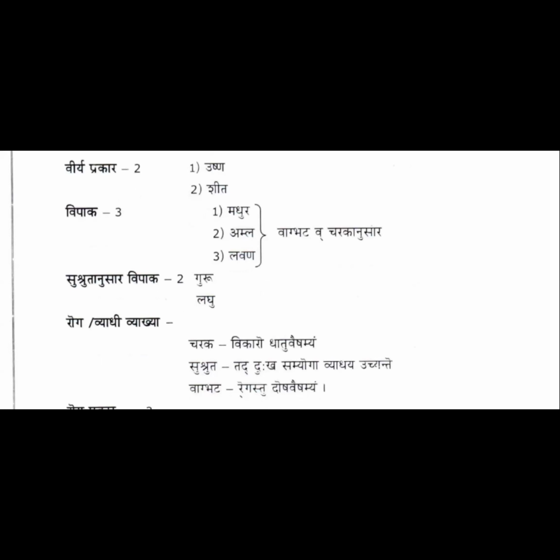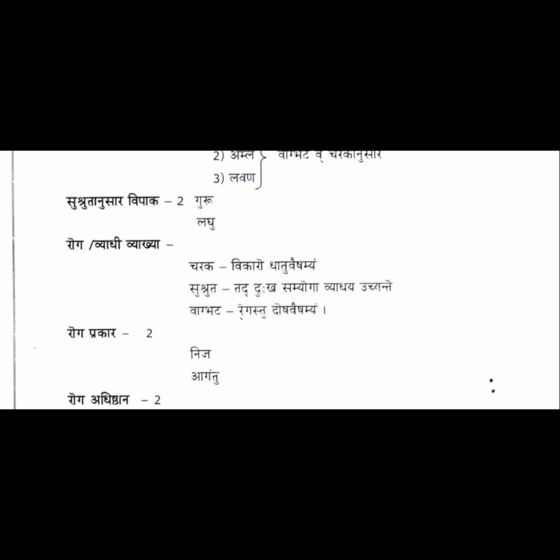But here you remember that 3 Vipakas are told by Vagbhata, whereas 2 Vipakas are told, that is Guru and Laghu, by Sushruta. Okay. Then coming to the Roga, he gives the definition of Roga or Vyadhi. Rogastu dosha vaishamyam. Here, in the first chapter, he says Rogastu dosha vaishamyam.